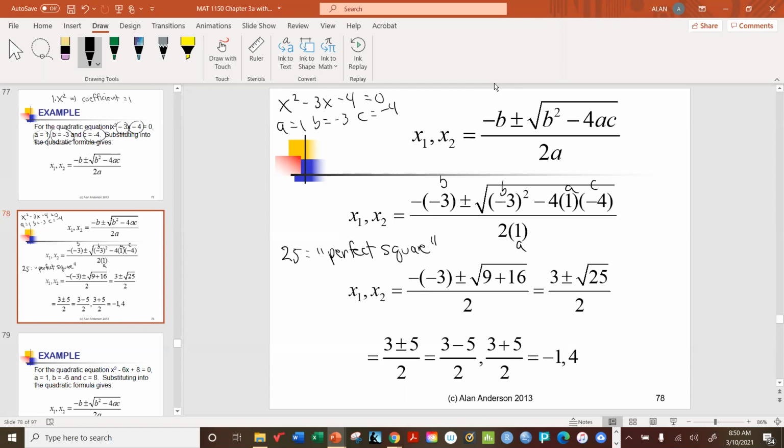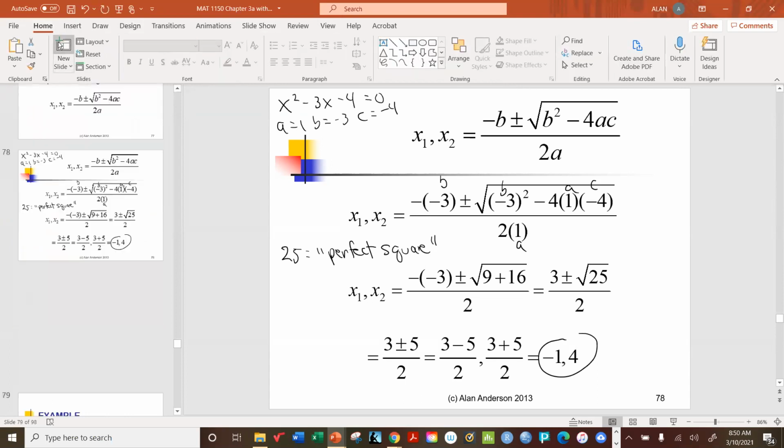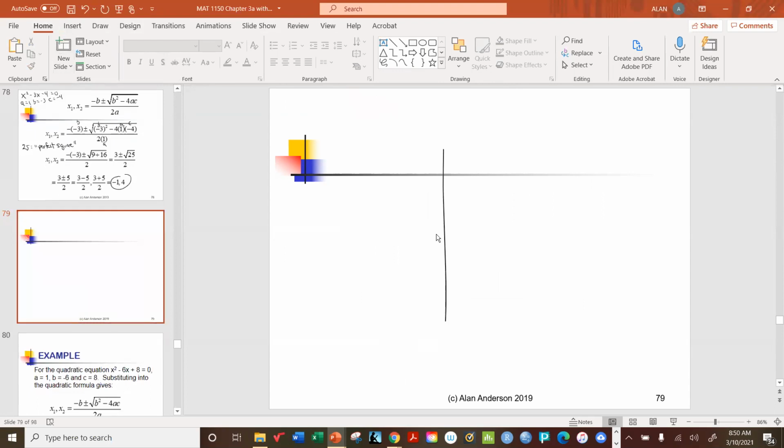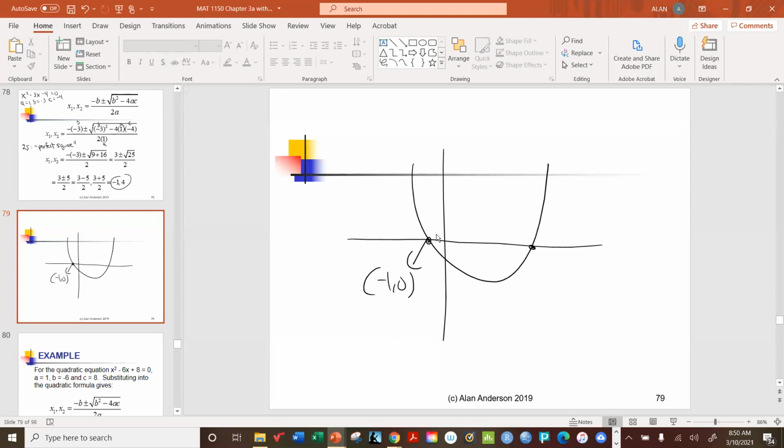And the square root of that is, of course, 5. And so we've got (3 minus 5)/2, comma, (3 plus 5)/2. And so that reduces to -1 and positive 4. So let's try to draw the graph real fast. So that's going to look something like this. -1, 0, and 4, 0.